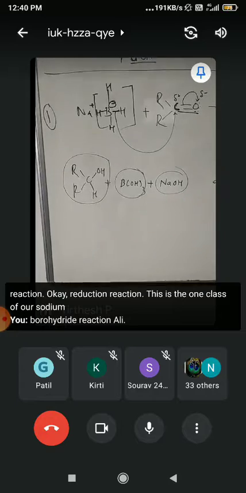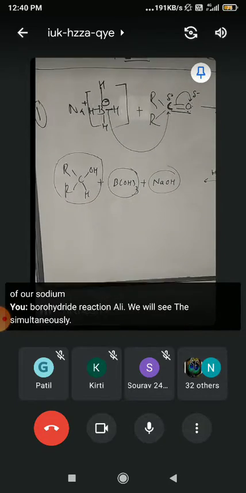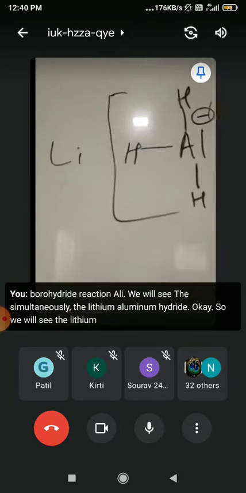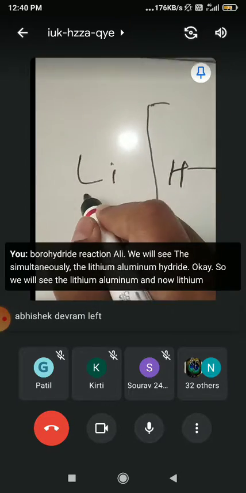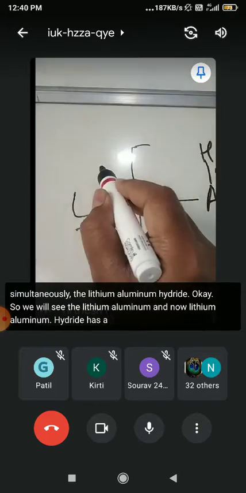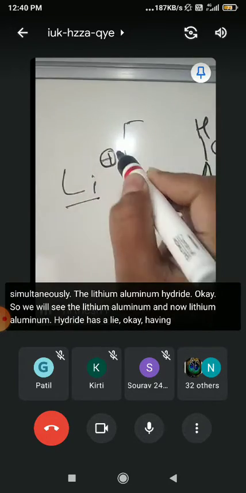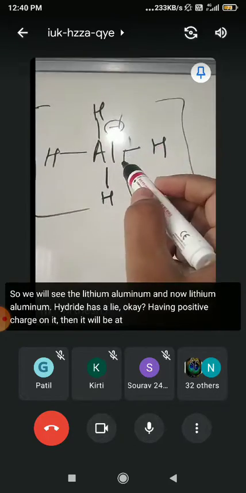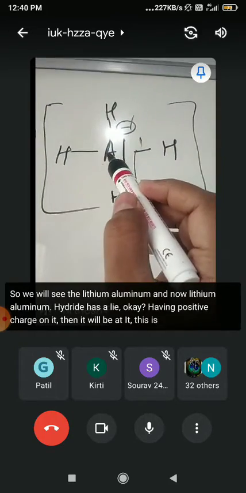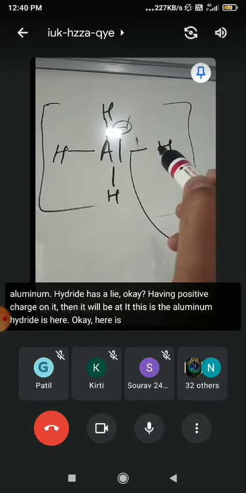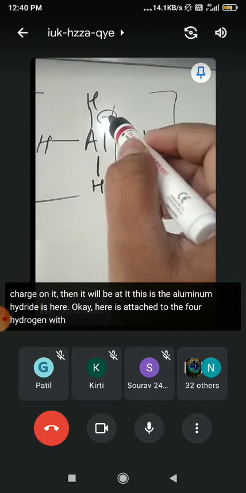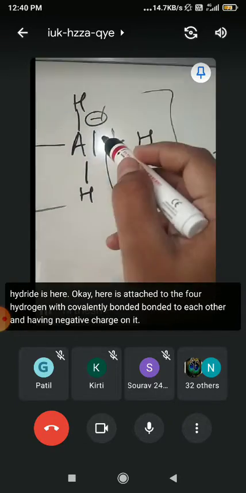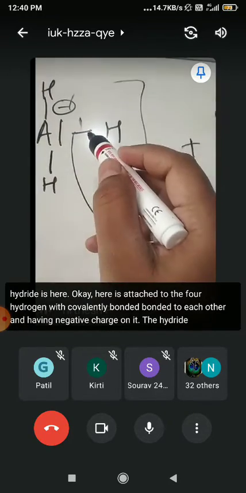Now we will see lithium aluminum hydride. Lithium aluminum hydride has Li with a positive charge on it, and here is the aluminum hydride. Al is covalently bonded to 4 hydrogens and has a negative charge on it. This is the hydride group.